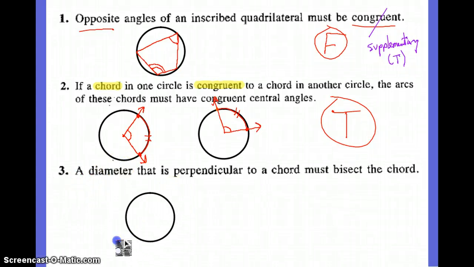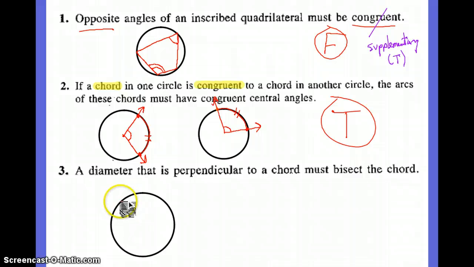Okay, so I need a circle. I need a diameter. I need it to be perpendicular to a chord. So I need to draw something that's perpendicular to this. It could be any one of these things. I'm trying to think about how wacky it could possibly be. It could be something like this. If that's perpendicular, it could be something like this. Whoa. It could be something like this. It could actually be another diameter. It could be anything in between, some sort of middle-sized thing.